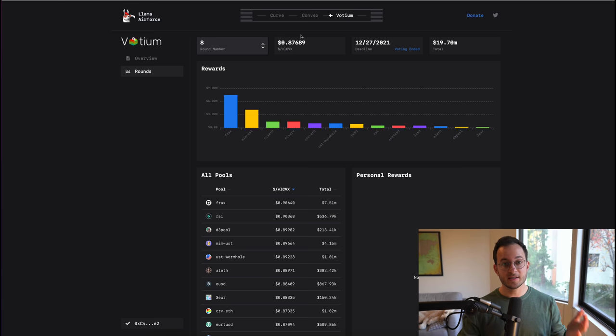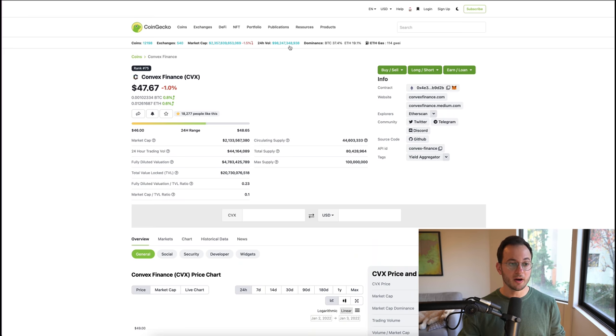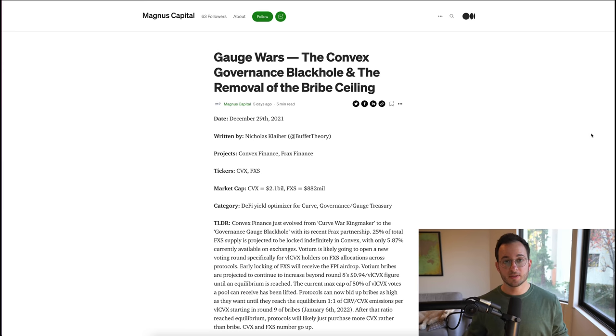So 87 cents every 2 weeks per Convex comes out to about a 50% APR. And you can see that because the Convex Finance token is priced at about $47 now, and they're getting bribes that equate to about a 50% APR over 1 year. So what's the rationale for these protocols spending all of this money to bribe Convex holders?